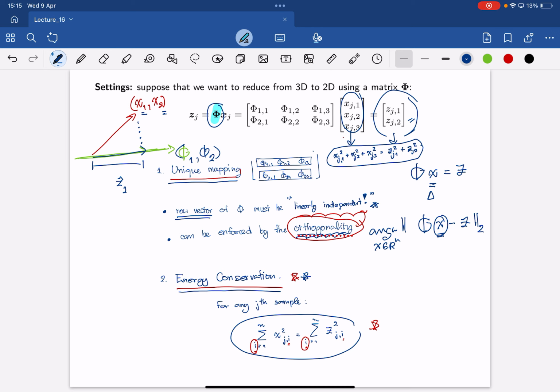So if you want to make sure the projection matrix is working in terms of making this data reduction and being able to guarantee reconstruction, then you have to set up the optimization problem that ensures these two properties, the unique mapping and energy conservation, which shall be constructed as follows.